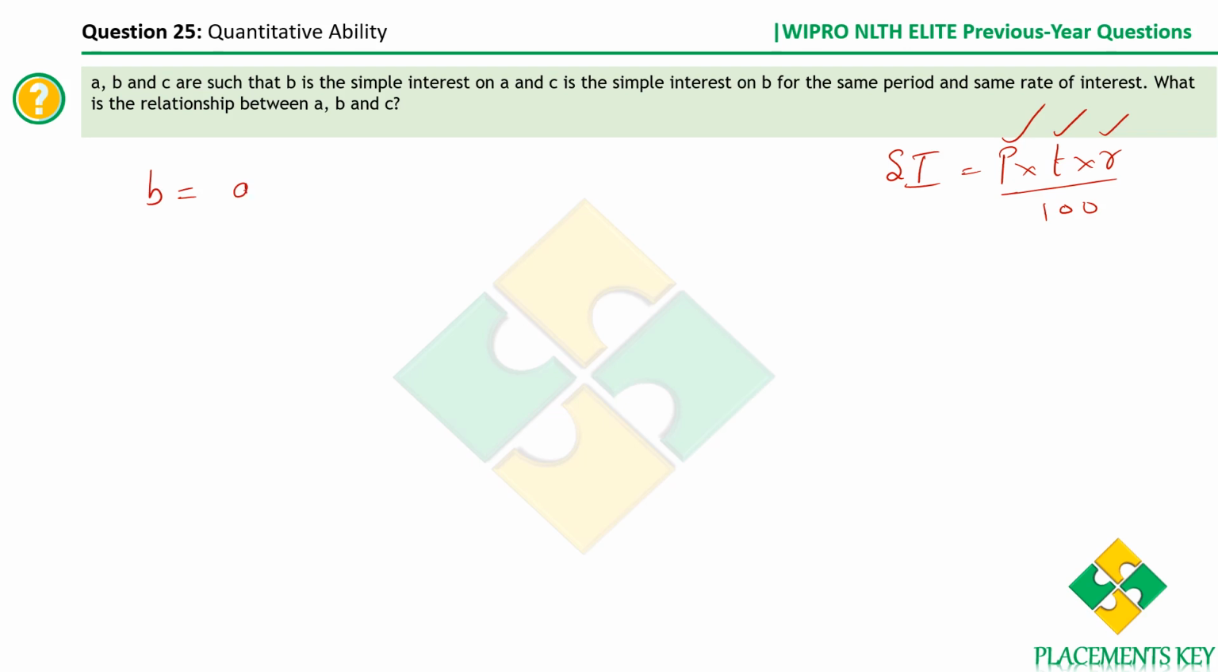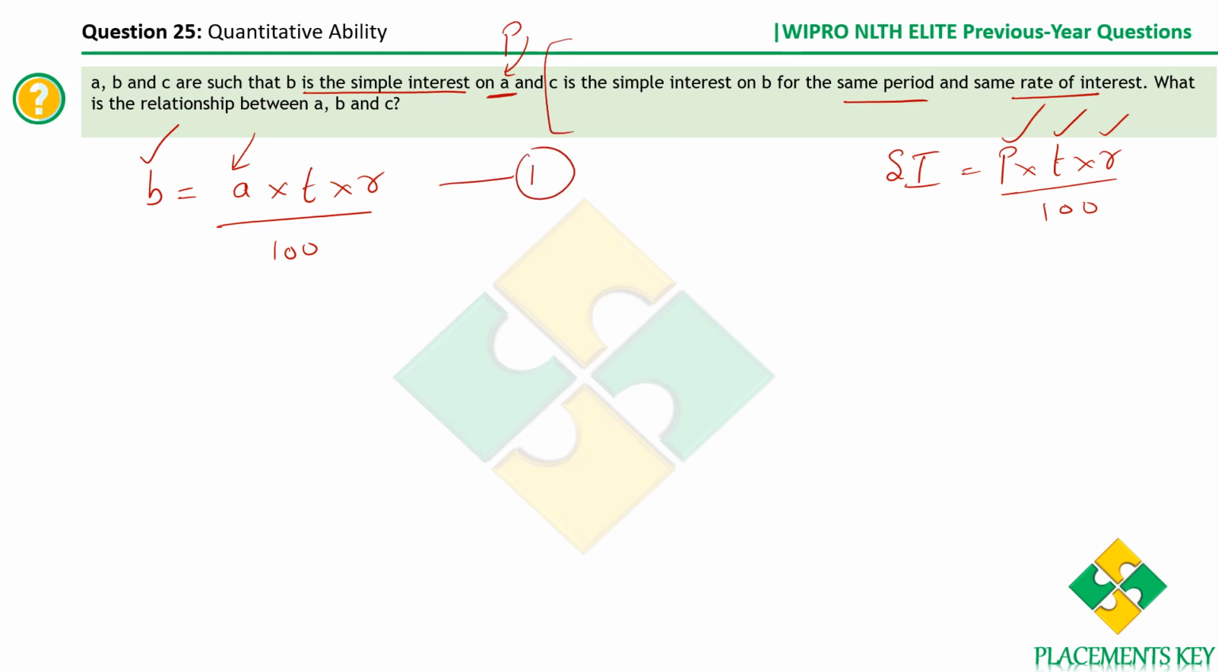So what is it? A into, let's assume time period and rate of interest as T and R. So A into T into R by 100. Let me repeat. B is the interest earned on principal A. So principal is A. So instead of P, we have substituted A. B is equal to ATR by 100. Let's take it as a first equation.